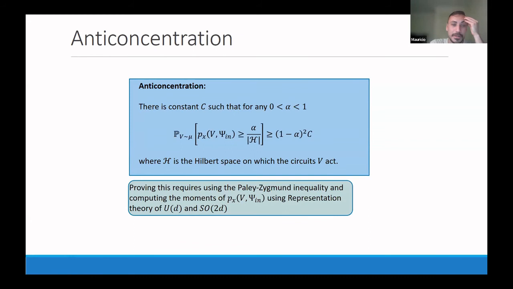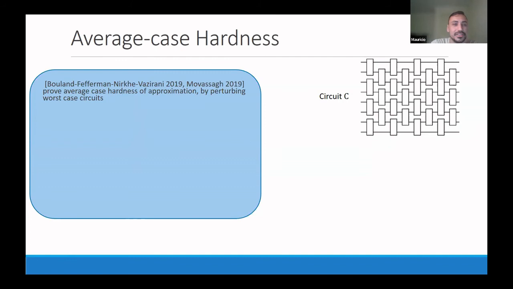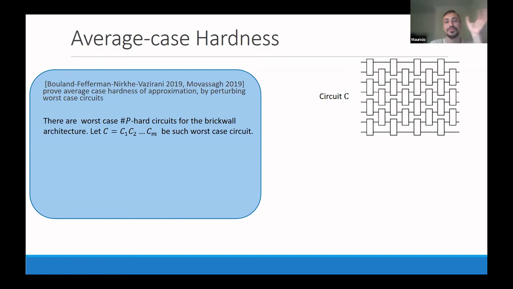What about the average case hardness? So just a bit more detail. The idea is that you start from a worst case circuit. As I said, for example, in boson sampling, you have a circuit which is worst case hard, like it outputs samples with probabilities that are hard to compute in the worst case. So let's call that circuit C. And then we're going to perturb the circuit and show that these perturbed circuits should also be hard, and in that case, prove average case hardness.